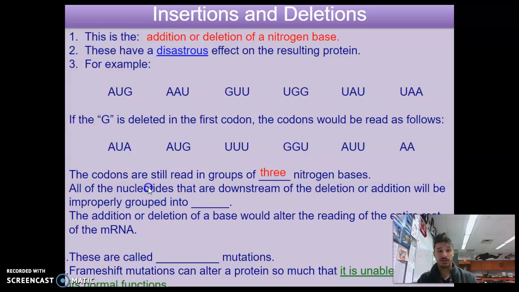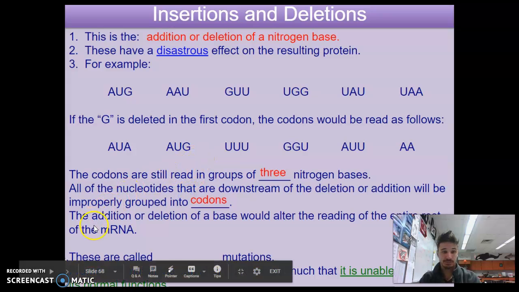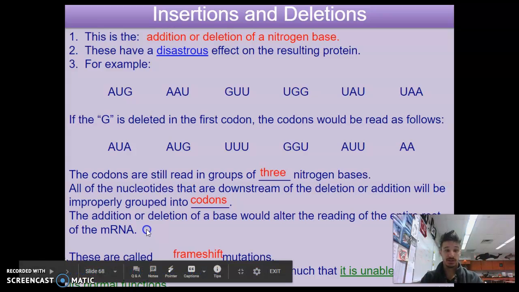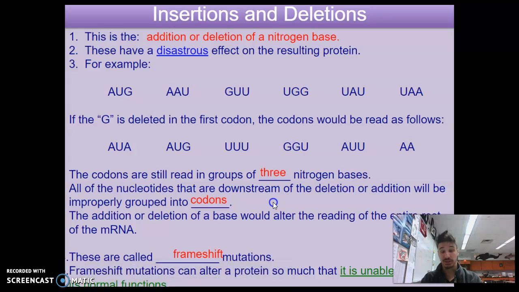But you notice all of the nucleotides downstream from this G are different. They're all shifted now because the ribosome is going to read them in their series of 3 like it's built to do in the codons, but we're missing one, and that's going to shift everything to the left. These are improperly grouped codons. So it basically alters the entire reading frame, if you will. And these are called frame shift mutations because everything's been shifted one way or the other. The reading frame has shifted. And frame shift mutations can and usually are pretty disastrous for the protein being made.